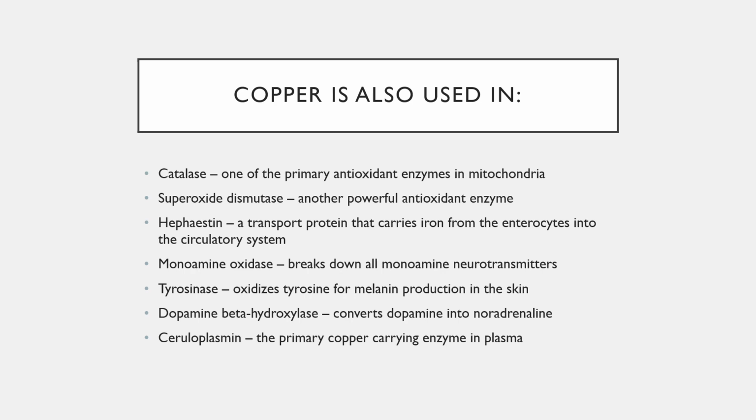Another enzyme called tyrosinase uses copper. It's what converts tyrosine into melanin, so it's what allows tanning in the skin in response to UV light. It has some other functions as well, stimulating some of the different copper-dependent processes in the body, but we won't really get into that here. Lastly, probably the most important copper-dependent enzyme in the body is what's called ceruloplasmin.